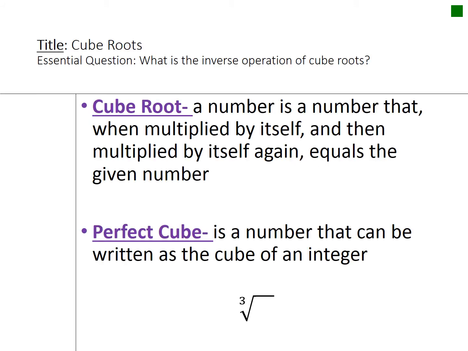Alright, go ahead and title this cube roots, and your essential question is, what is the inverse operation of cube roots? Let's start with our definition. A cube root is a number that when multiplied by itself and then multiplied by itself equals a given number. For example, this is what we're talking about: number times number times number is equal to the given number.